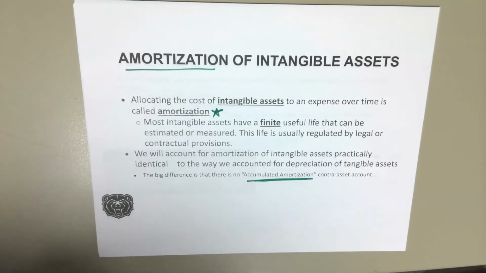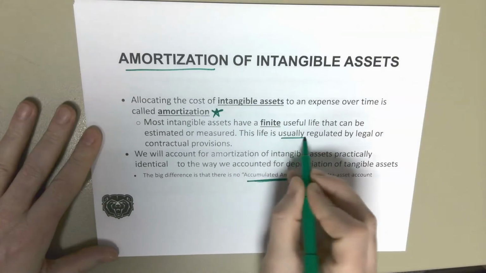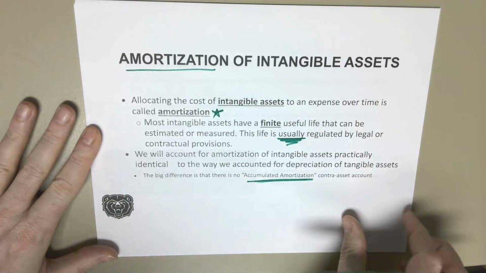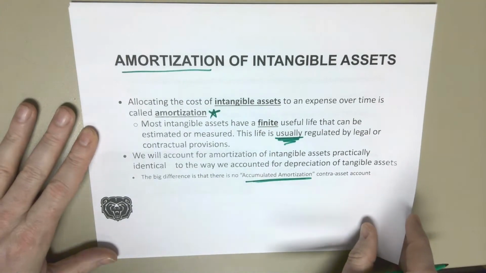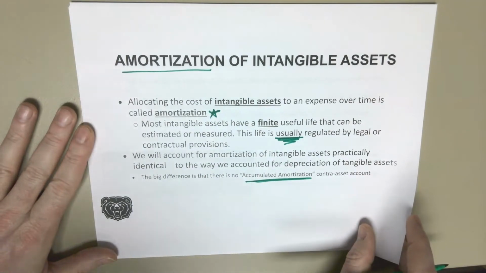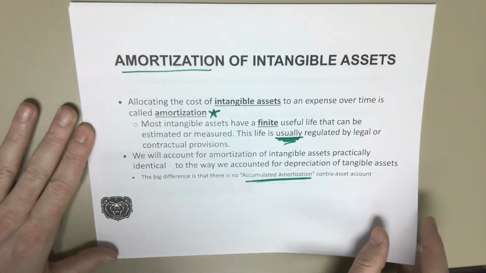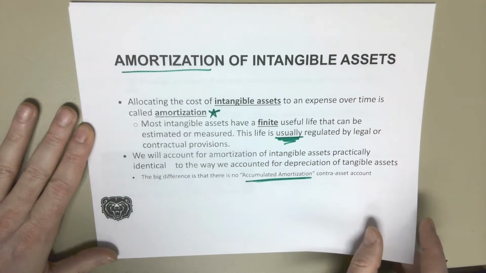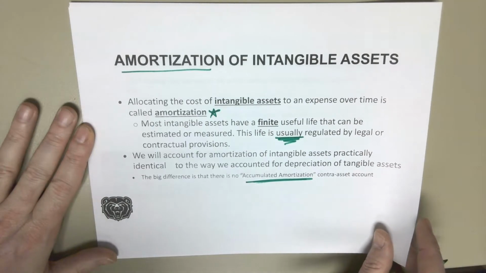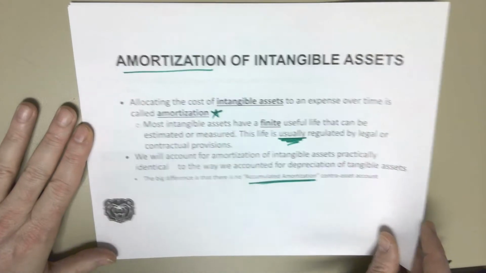Now, most intangible assets have a finite useful life that can be estimated or measured. Usually, it's regulated by legal or contractual provisions. Okay, somebody is going to tell you it has to have this, and it is not an accountant. It is not an actuary that works for you. It is not somebody doing analysis. It is the government. It is a contract that you've signed. Somebody is telling you what the useful life is.